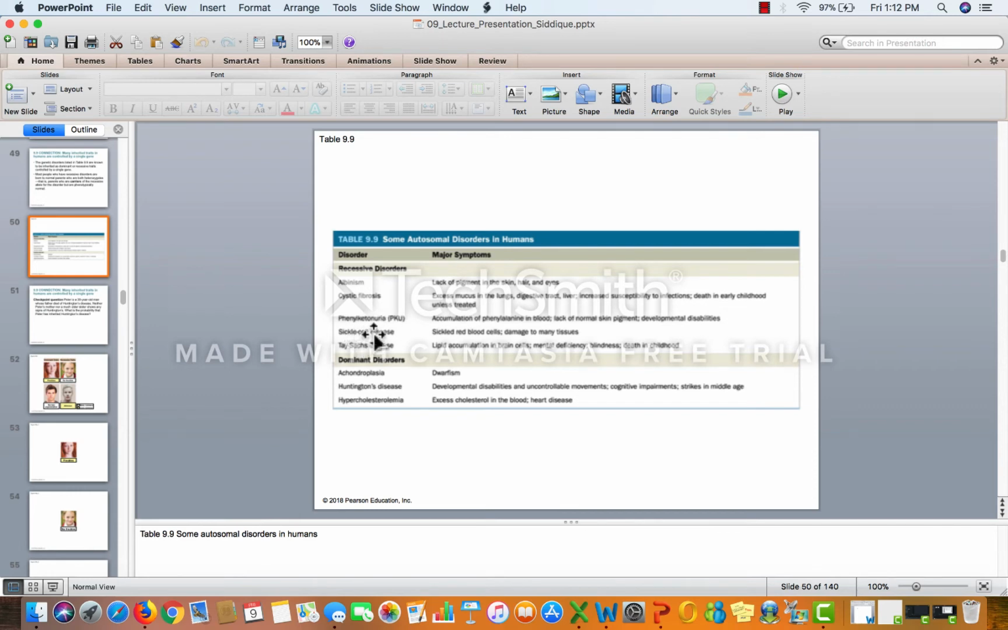Sickle cell anemia, which I'm sure most of you have probably heard of, is typically among African American individuals. Those are sickle-shaped blood cells. They kind of look like moons, right? And it can damage many of the tissues. There's tired, lethargic behavior. They can live normal lives, but they typically will have a lot of lethargy because not much oxygen is delivered to the tissues, simply because of the sickle shape of the red blood cells. Tay-Sachs disease is lipid accumulation in the brain, mental deficiency, blindness, and death in the child.